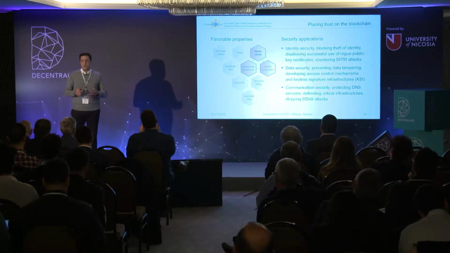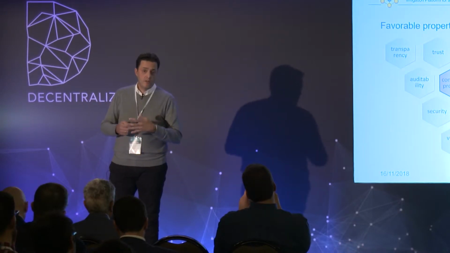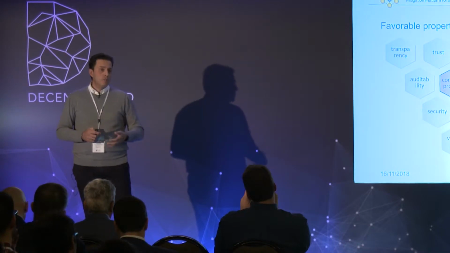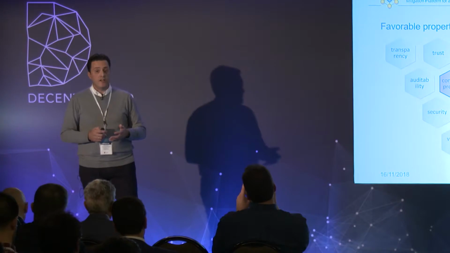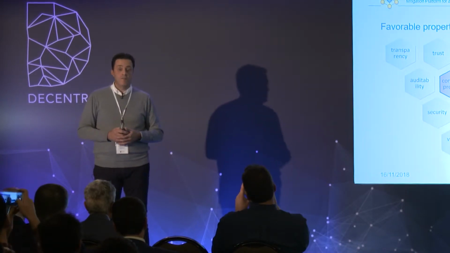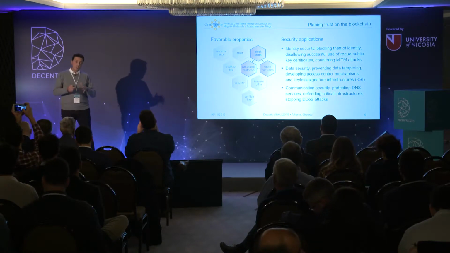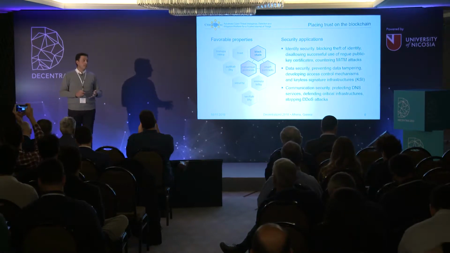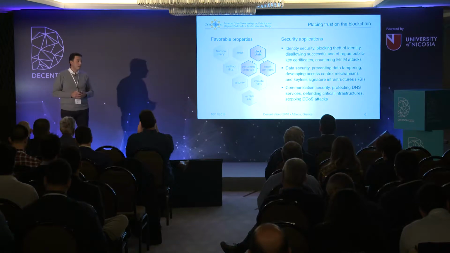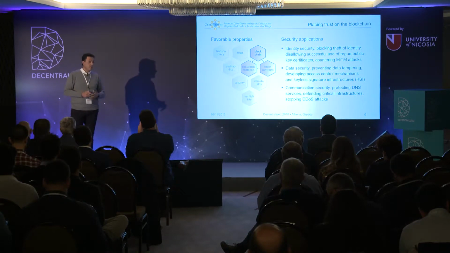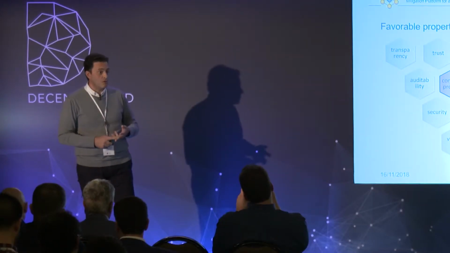So how can, this is the main question of this talk, how can blockchain help us to mitigate, to defend our infrastructure against such type of attacks? We know that blockchain has many favorable properties. Apart from transparency, trust, security, immutability, and verifiability are properties that are very favorable in such applications. We have already seen in the past few years that there have been applications of blockchain in the security sector. For example, there have been products and applications targeting identity security to block identity theft and to counter man-in-the-middle attacks. We have also seen applications of blockchain towards safeguarding the security of our data, either confidentiality or integrity, or other important properties of data.